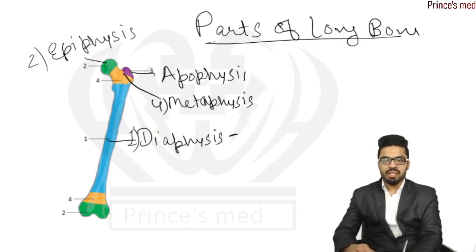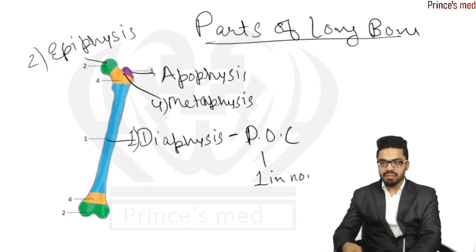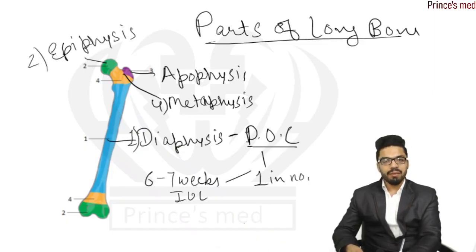Diaphysis is the shaft part of the bone, so it is also known as the shaft, and it is derived from the primary ossification center, which is only one in number. So diaphysis is also one in number. Diaphysis is also known as the shaft part of the bone and primary ossification center. It appears after 6 to 7 weeks of intrauterine life. This again we will study in the hyaline cartilage model.